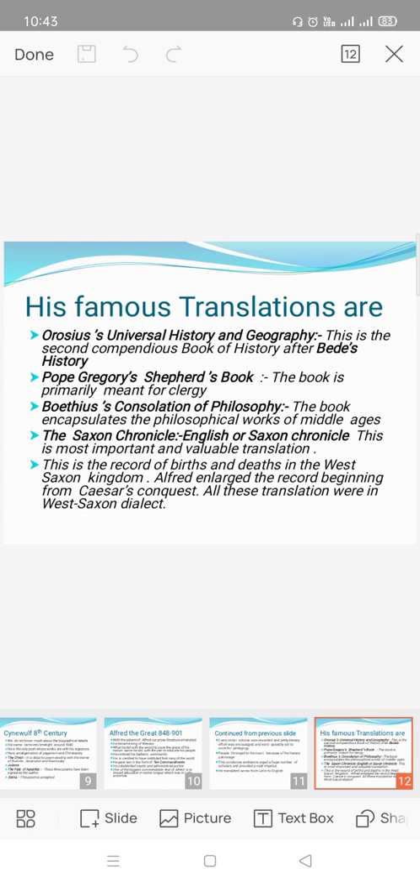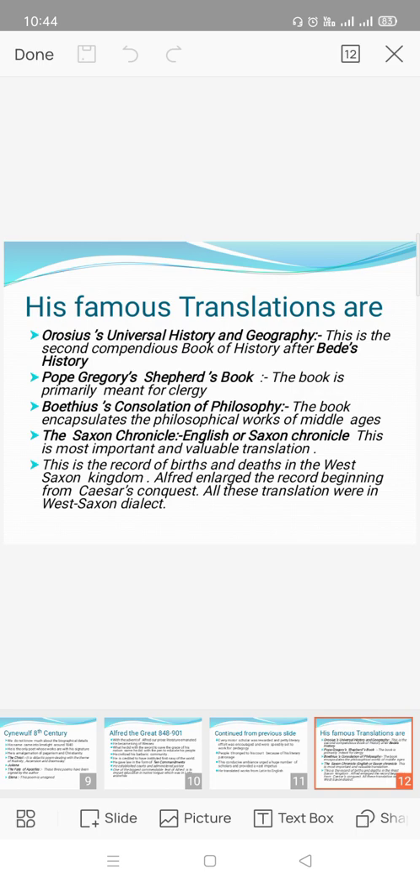Pope Gregory's Pastoral Care, or Gregory, you can call it. This is primarily meant for the clergy, and the book was translated by Alfred. It deals with various papal and church practices as well. Boethius' Consolation of Philosophy. The book encapsulates the philosophical works of the Middle Ages, and this is also an enhancement, an introduction of philosophy to the native people in their native tongue.